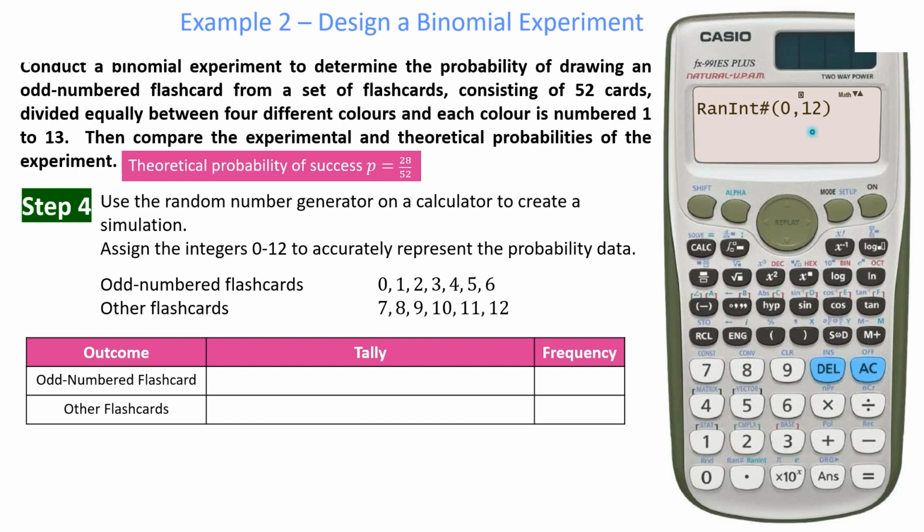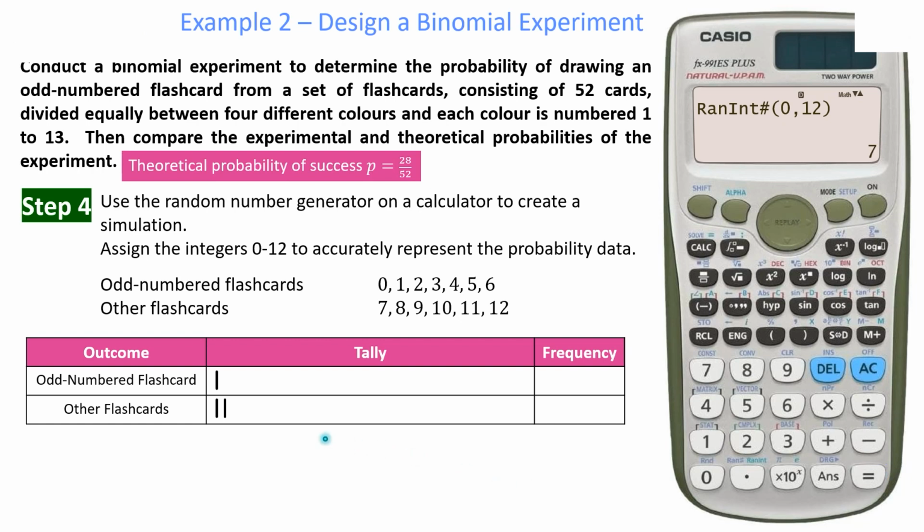Now that your calculator is set up, we just press equals to randomly generate a number. We have 12 here, so we'll put a mark against the other flashcards in our tally, like so. Press equals again, and we get a 7. For 7, we put a mark against other flashcards in our tally. Press equals again, and we get 3. For 3, we put a mark against the odd-numbered flashcards in our tally. And we do this a total of 52 times.